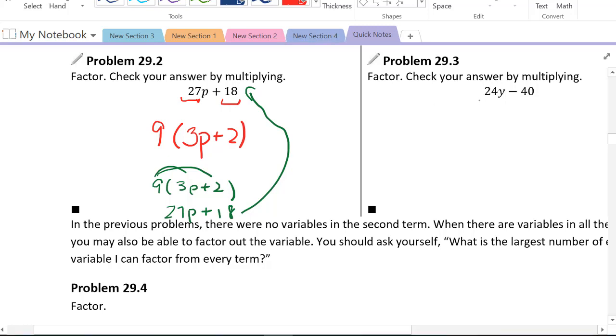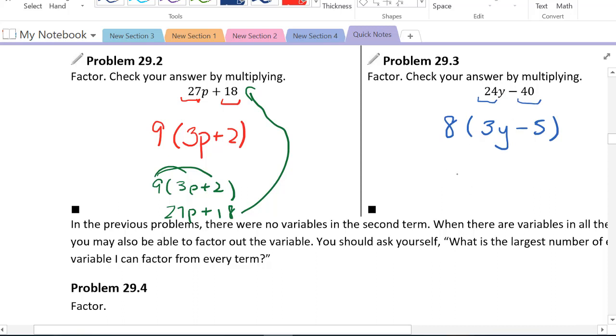So same thing on the next one, right? You're looking at numbers. We're looking at 24 and we're looking at 40. So you're asking yourself, what number can go into 24 and 40? Well, if you think about it, it's going to be 8. 8 can go into both 24 and 40. So 8 goes into 24 how many times? 3 times, and there's still a y, and then minus, and 8 goes into 40 5 times. Or you can think of it as 24 divided by 8 is a positive 3, and then negative 40 divided by 8 is a negative 5. Okay, and if you want to check, you can just distribute back in, and you get the same answer.